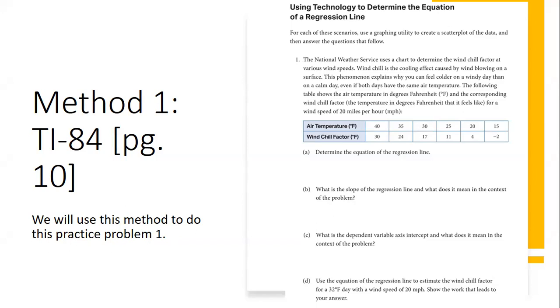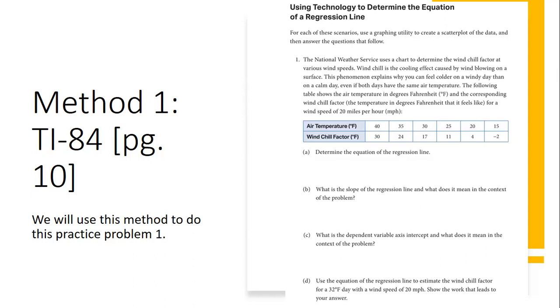Okay, so it wants us to determine the equation of the regression line. So we first are going to determine what type of regression equation we are going to have, and we need our scatter plot to do that. So we're going to learn how to do it in our handy dandy calculator. If you are good at following steps, you can work ahead. If you are not, you can follow along with me.